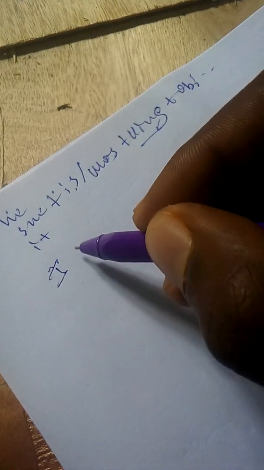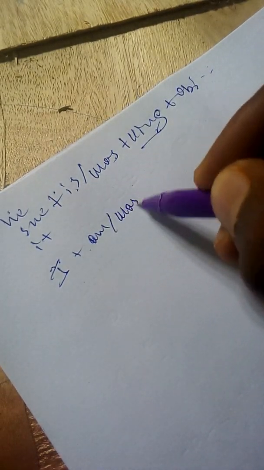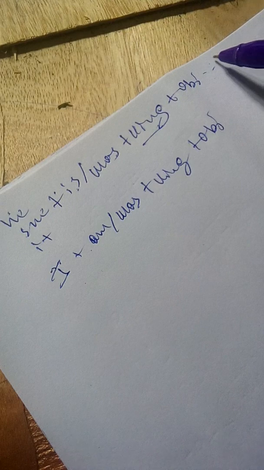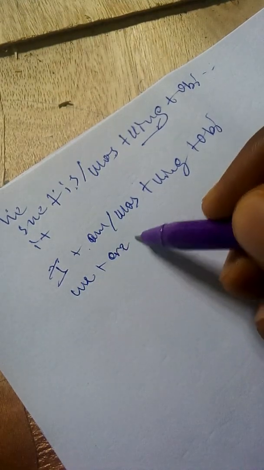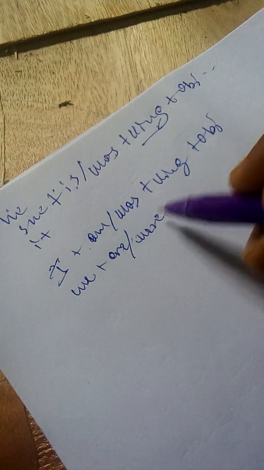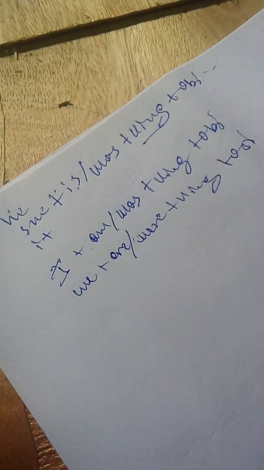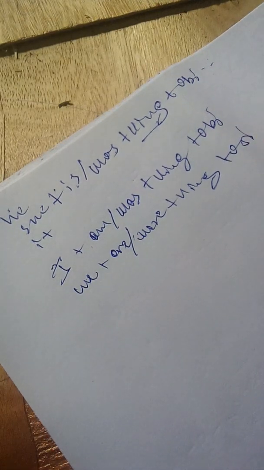As well as I plus am for present, and was plus V-ing plus object for past. This is for active voice, as well as we plus are for the present continuous tense, were for past, plus V-ing plus object to show the full complete sentence.